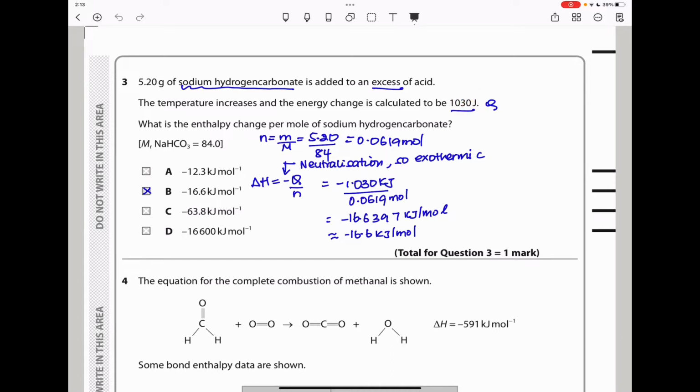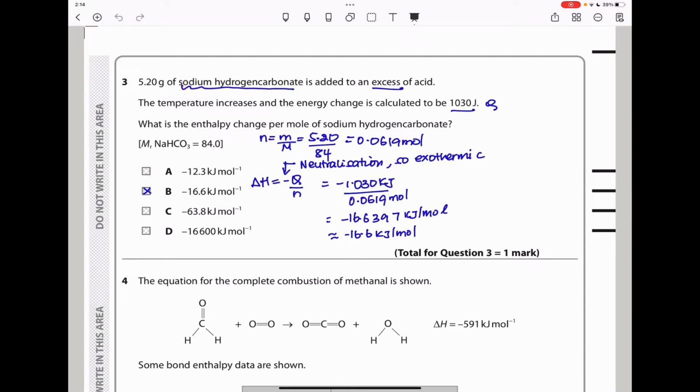So they say, what is the enthalpy change per mole of sodium hydrogen carbonate? Remember enthalpy change per mole. If we have Q, we know that delta H should be negative Q over n. The reason this is negative is because this is a neutralization reaction. And again, an acid is reacting with a hydrogen carbonate, so water is going to be formed. Another thing I saw here is, since they've given us the mass of the hydrogen carbonate, we are able to find the number of moles.